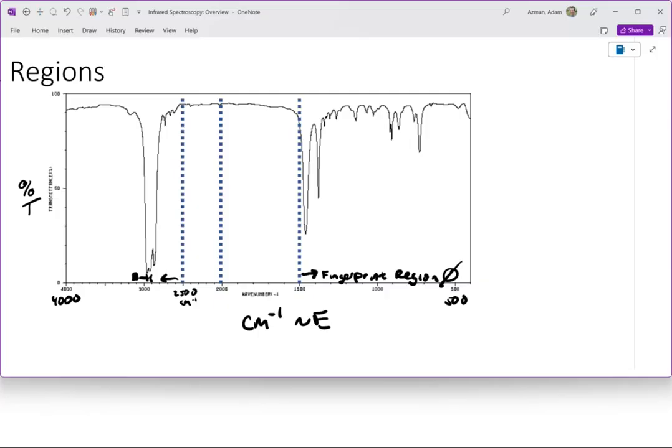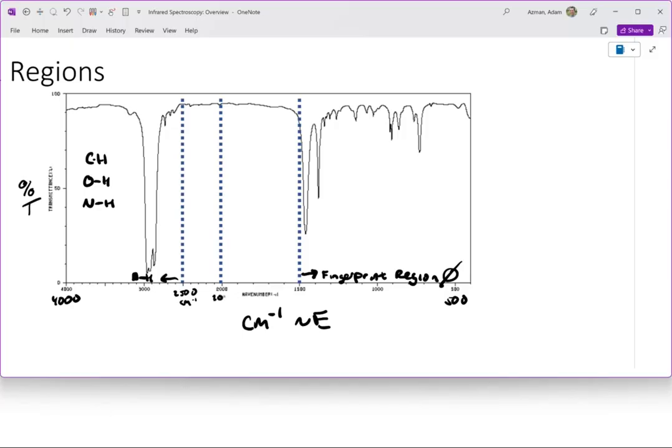So in this region, 2500 and above, this is where we see carbon-hydrogen bonds, oxygen-hydrogen bonds, and nitrogen-hydrogen bonds. So things bonded to hydrogen, these bonds tend to absorb this amount of energy, and so they tend to appear in this region above 2500 wave numbers. We'll get into more specifics a little bit later.